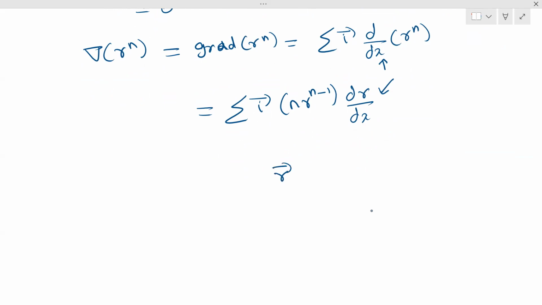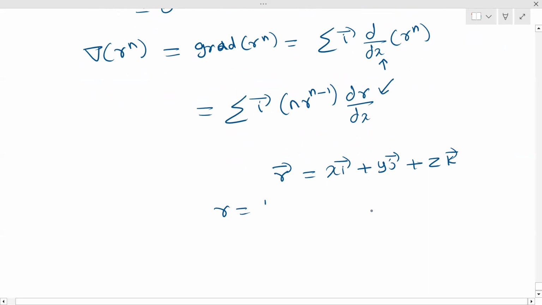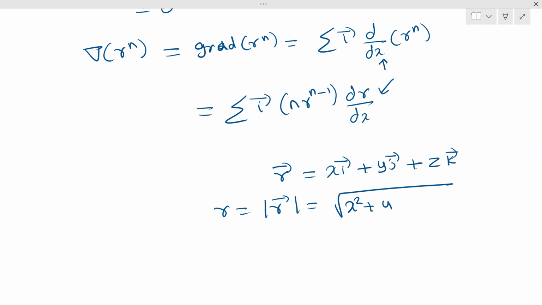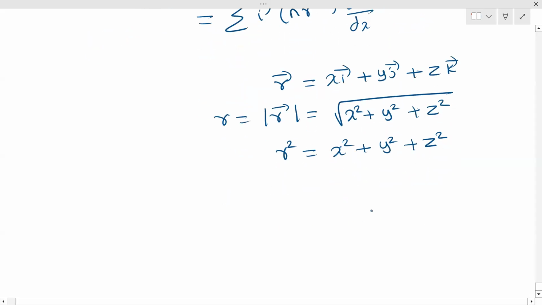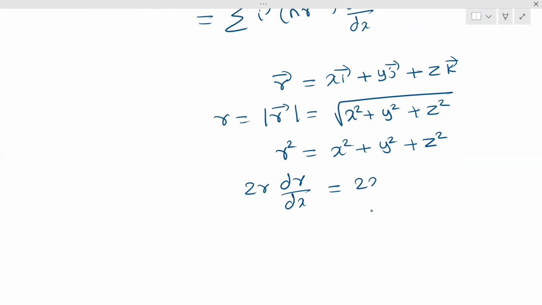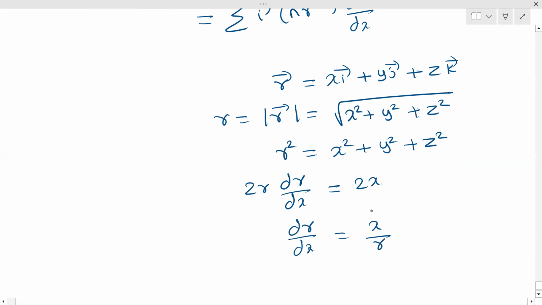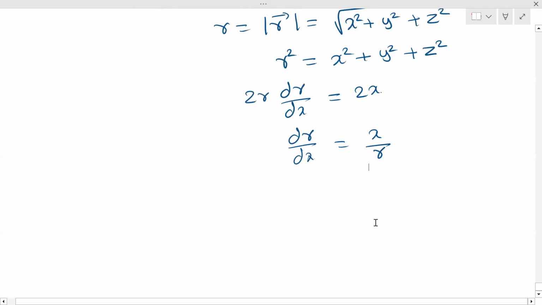For that, here the given r vector is xi plus yj plus zk. And r equal to the modulus, that is modulus of r vector, that is root of x square plus y square plus z square. When we square on both sides, we will get this one. So here when we differentiate partially with respect to x, we will get 2r into dou r by dou x is nothing but 2x. That is, dou r by dou x is x by r. Similarly, dou r by dou y is y by r.